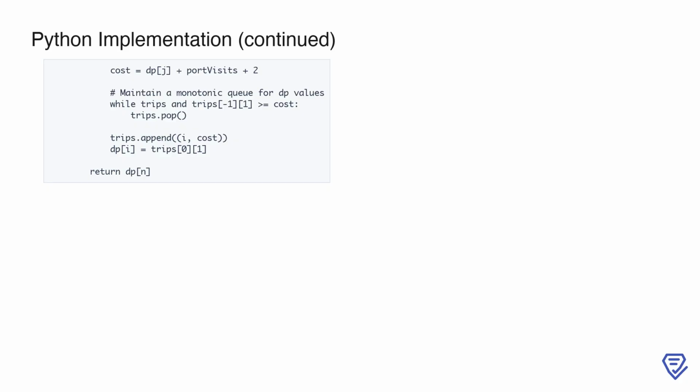After updating the deque, the minimum cost for delivering boxes up to the current point is stored in dp[i], which is derived from the front of the trips deque. Finally, after processing all boxes, the result is stored in dp[n], which represents the minimum trips needed to deliver all boxes, and we return this value as the final result.